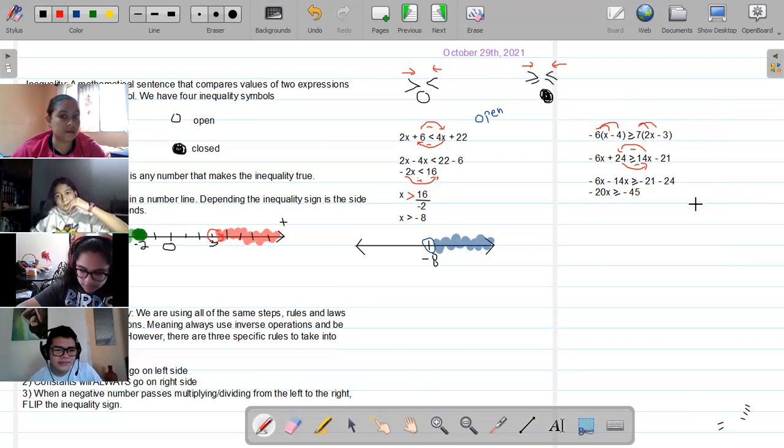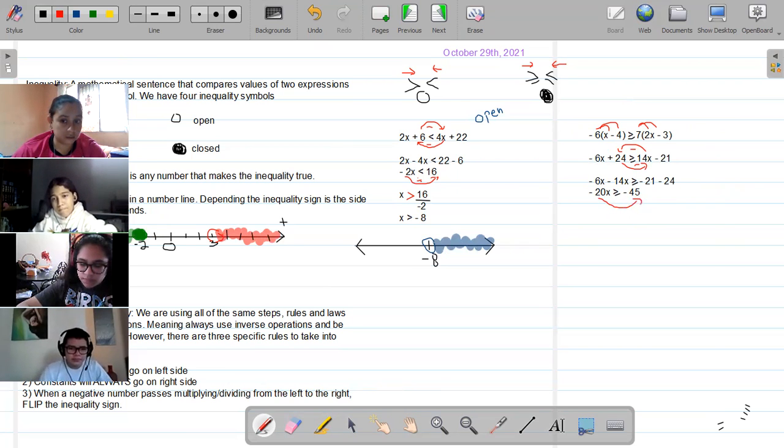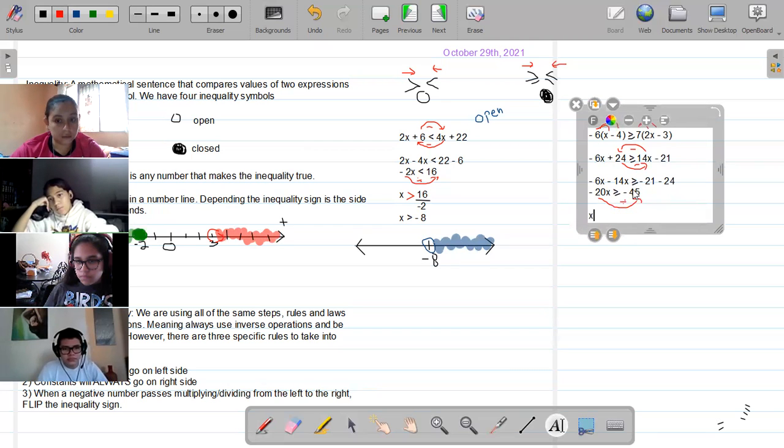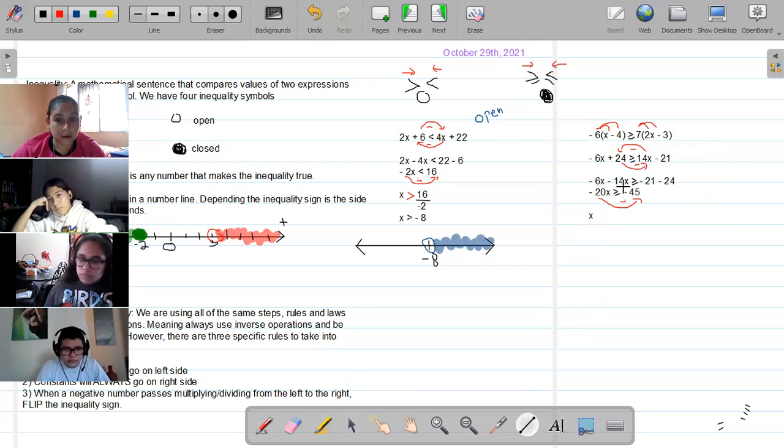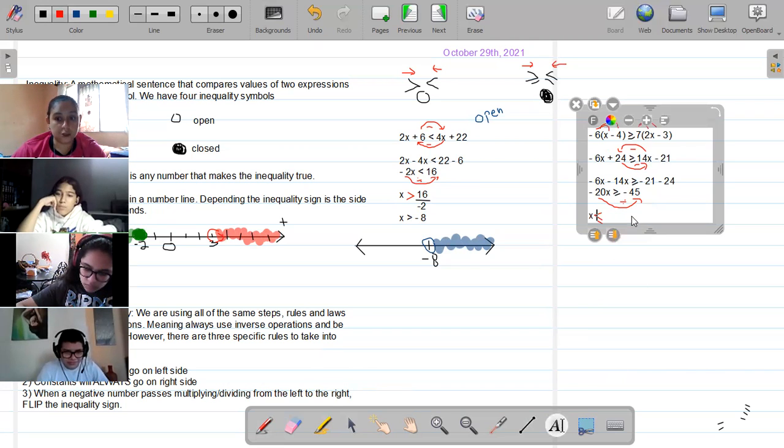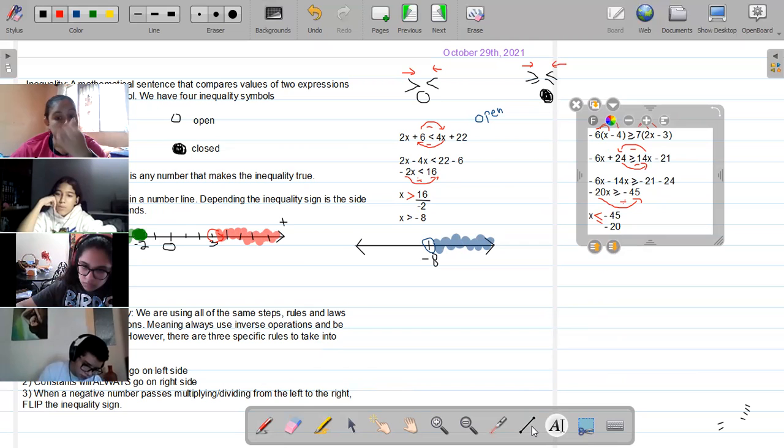Now, the next step is to leave the variable completely alone. So this -20 goes to the other side, dividing. And since it is negative, what should we do? Reverse the inequality sign, correct? So now it will no longer be greater than or equal, it will be less than or equal. So x is less than or equal to -45 divided by -20.